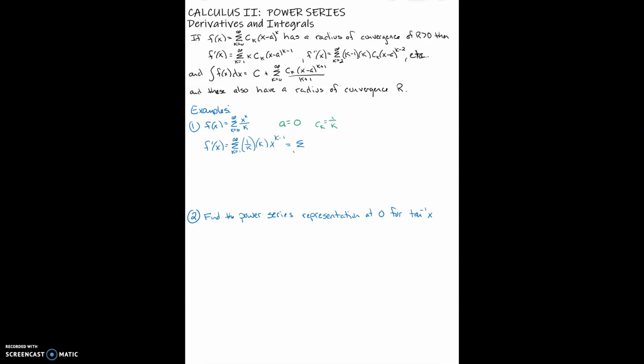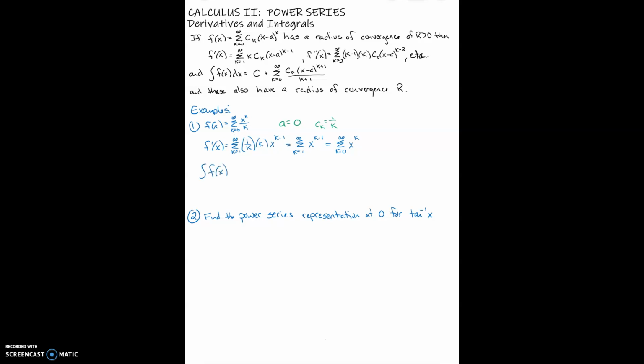We can simplify this a bit. 1 over k times k gives us just 1, so we end up with the sum as k goes from 1 to infinity of x to the k minus 1. And ta-da, there is our first derivative. However, I want you to notice that we can actually adjust this summation a bit. If I start this summation at 0, then my terms would have the form x to the k. So I could sum k going from 0 to infinity of x to the k. It might be a little easier to work with.